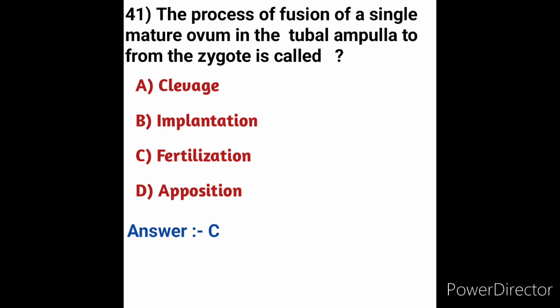Continuation topic. The 41st question: the process of fusion of a single mature ovum in the tubal ampulla to form the zygote is called as. We'll see the options here. Option A cleavage, option B implantation, option C fertilization and option D apposition. Here option C is the correct answer. What is the meaning of fertilization? Fertilization is the union of male and female germ cells to form a zygote. The process of fusion of a single spermatozoa with a single mature ovum in the tubal ampulla to form a zygote is called fertilization. So here option C, fertilization, is the correct answer.